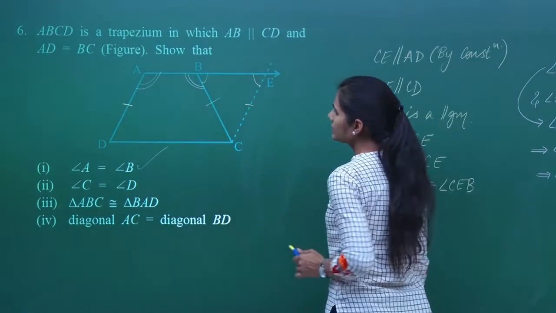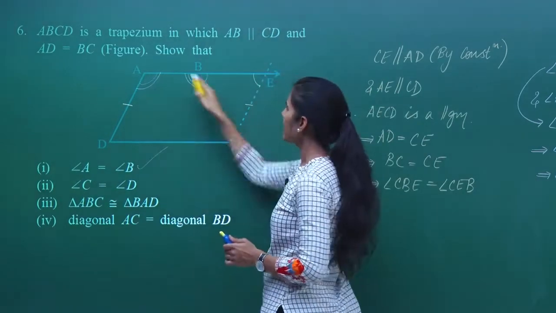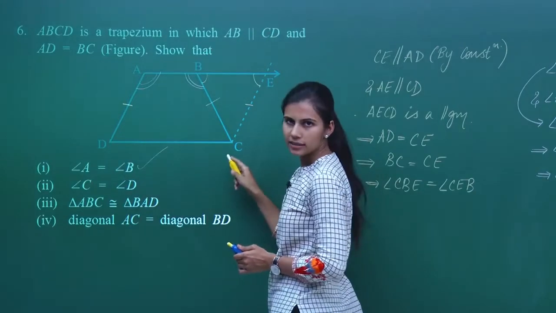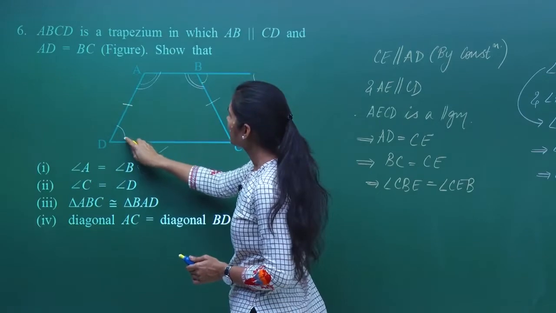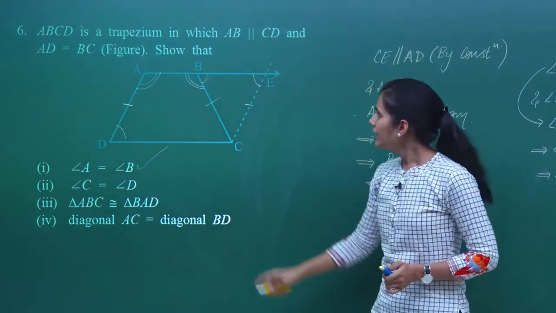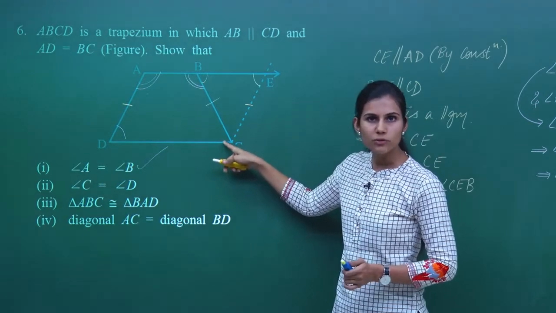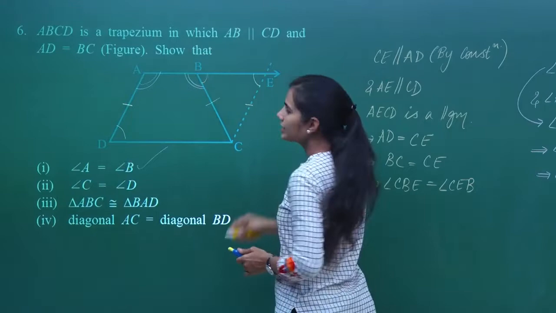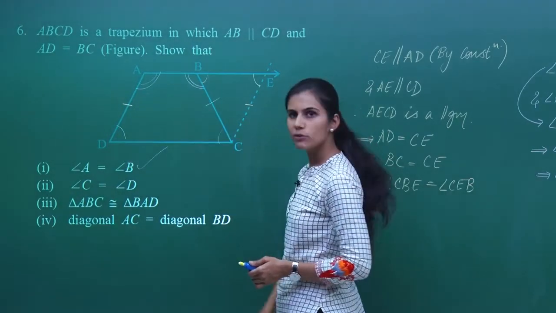Now you have to show angle C is equal to angle D. Clearly observe, because AECD is a parallelogram, AE is parallel to CD, which is true, and AD is acting as the transversal. So angle at A plus angle at D will be 180, and similarly angle at B plus angle at C will also be equal to 180, isn't it? Because AE is parallel to CD and BC is acting as a transversal.